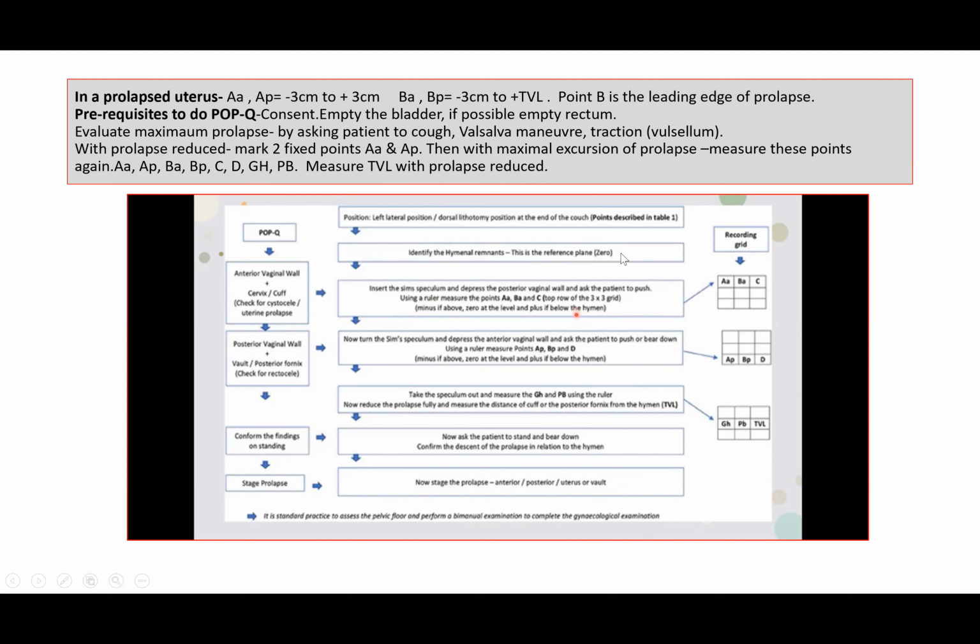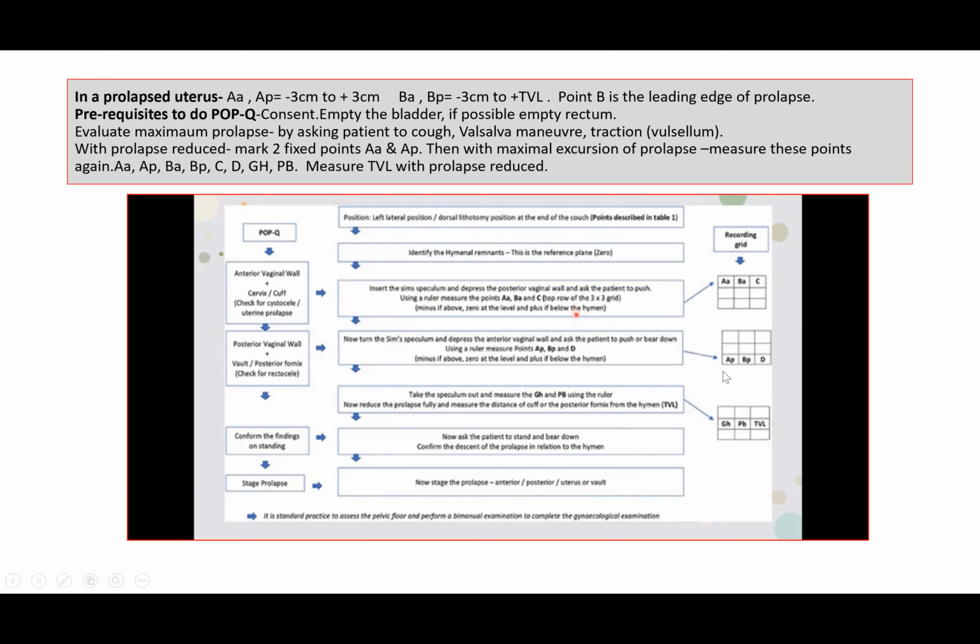We know that. Anything above hymen will be negative value. Anything below the hymen is going to be a positive value. So the instruments used are the Sims speculum, either single bladed or the double bladed. And first we have to measure the anterior vaginal wall grids. So for that we have to press and depress the posterior vaginal wall. Then ask the patient to push. Then there is a ruler, or there is also POPQ sticks to measure the points AA, BA, and C. And then we are going to give the value with respect to the hymen.